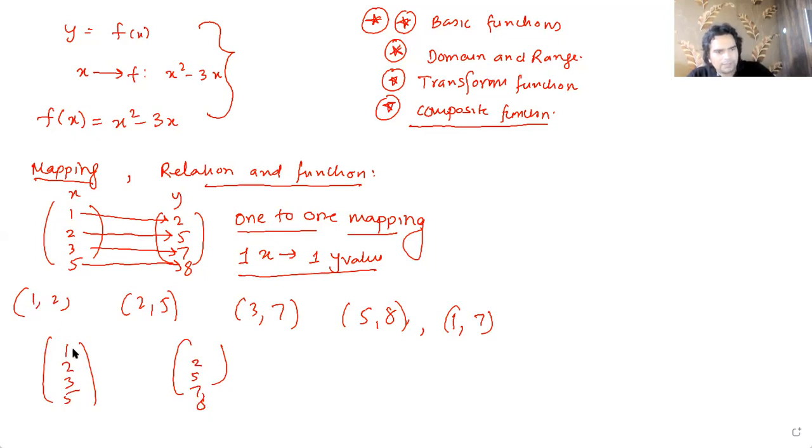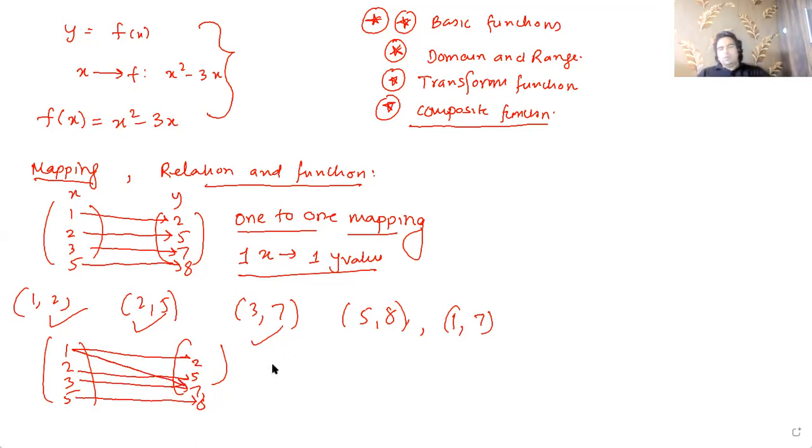So 1 is mapped with 2, this is done. 2 is mapped with 5, this is done. 3 is mapped with 7, this is done. 5 is mapped with 8, this is done. But once again, 1 is being mapped with 7. So this is now one-to-many mapping.